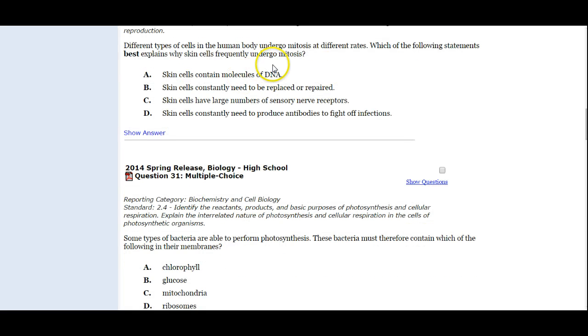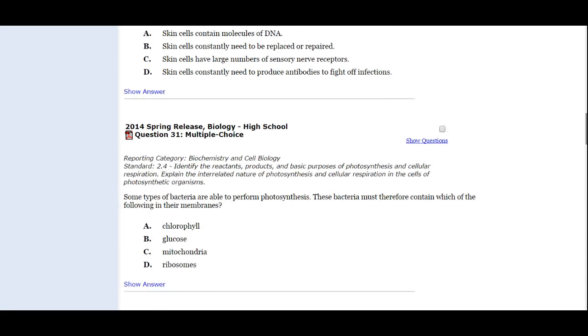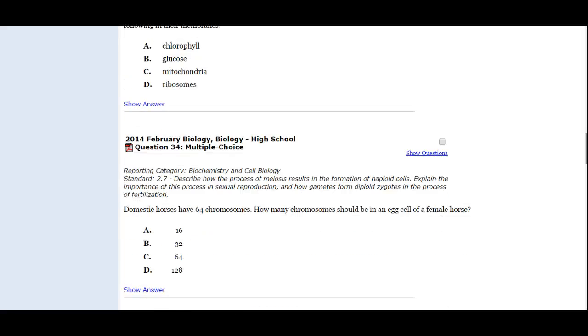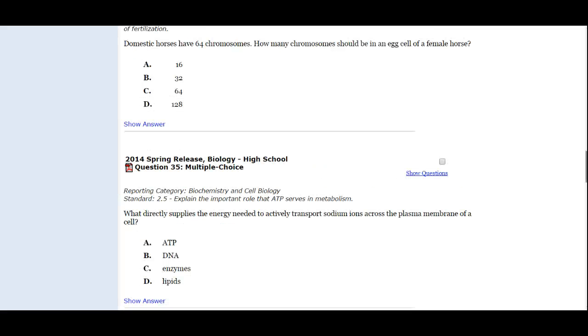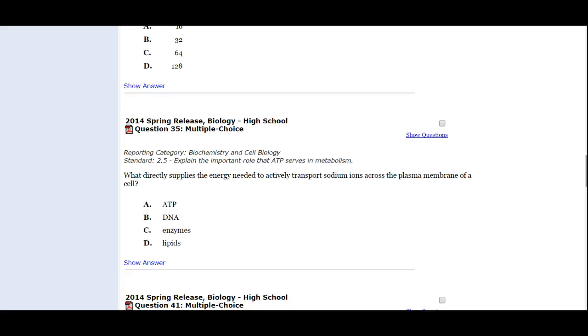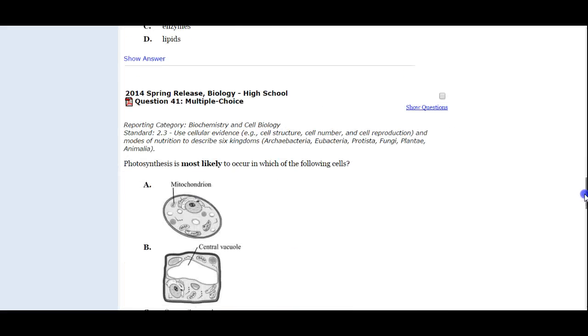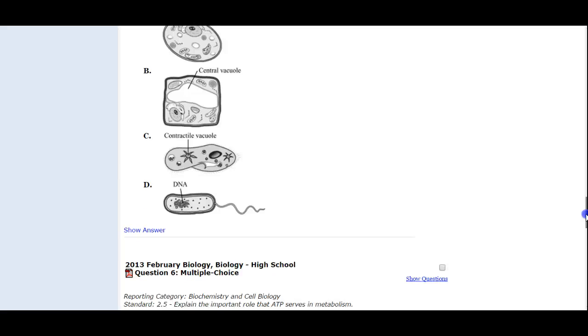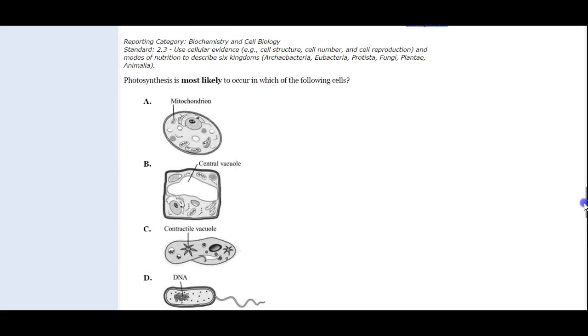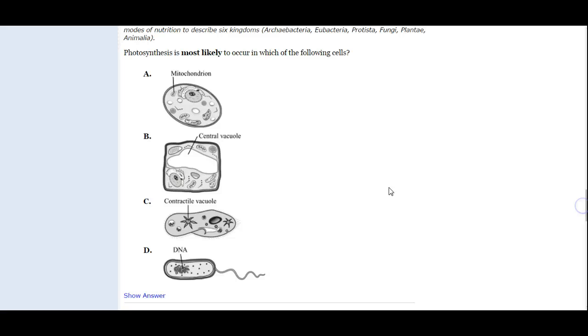Okay, for our midterm, we're not studying mitosis. We're doing mitosis after the midterm. So chromosomes, those questions after the midterm. Okay, active and passive transport, you do have to know. Photosynthesis, you just need to know the basics of photosynthesis and cell respiration, which we've talked about.